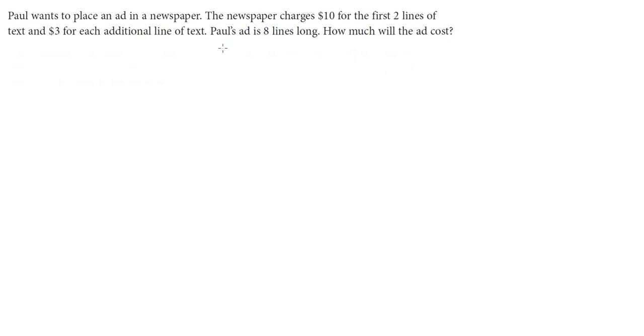So what we want to do here is identify 2 pieces of information, a point and a slope. So what's the point? Remember, the point is an x comma y. It's an input and an output. So we want to look at the problem to see if we have an input-output relationship. Well, in the second sentence, it says the newspaper charges $10 for the first 2 lines of text. Right here is our input-output relationship. The input is the number of lines of text, and the output is the amount that the newspaper charges. So we have here, for 2 lines of text, the newspaper charges $10. So that right there is our point, our input-output value.